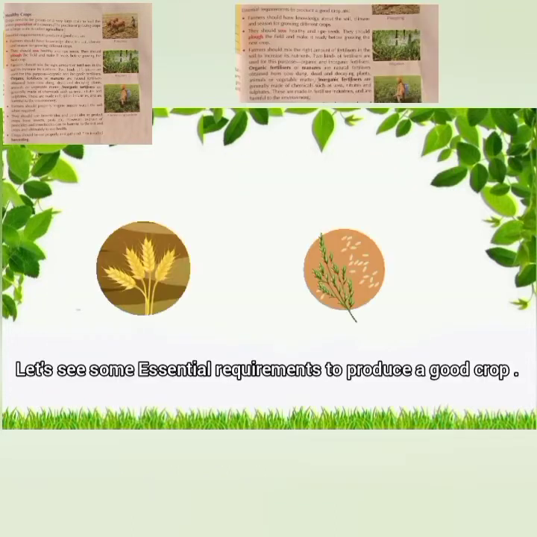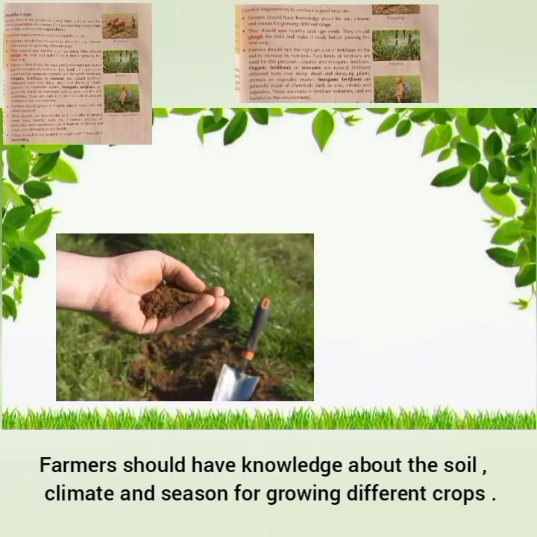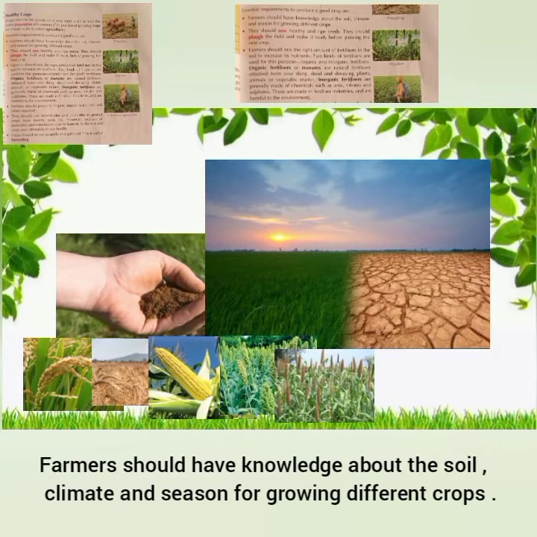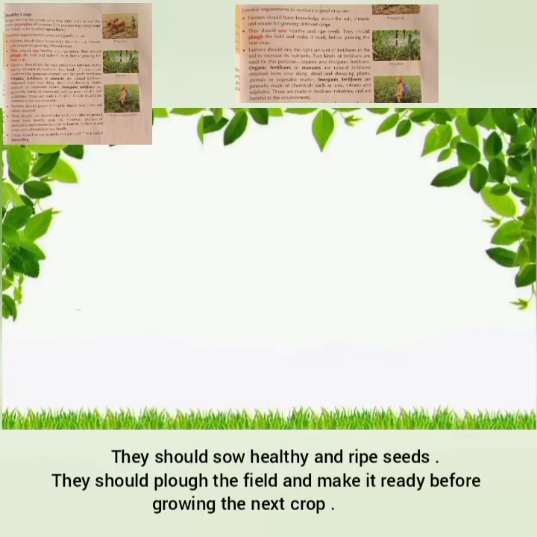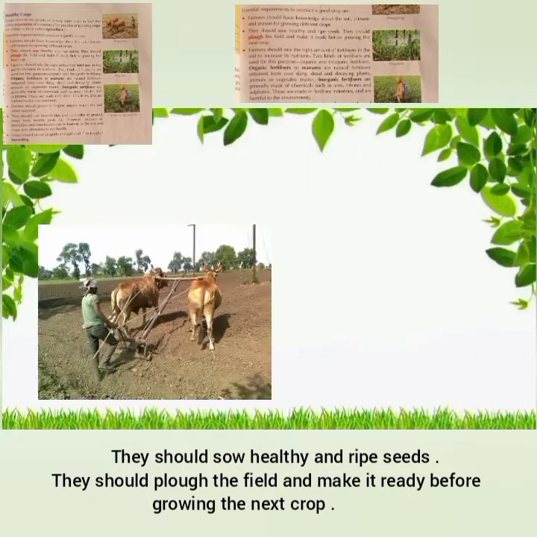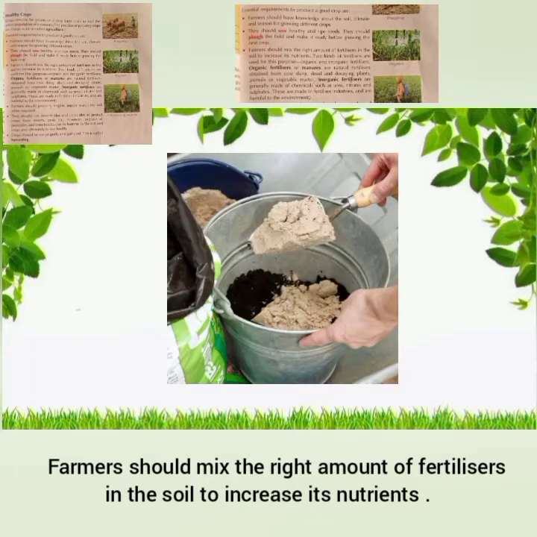Let's see some essential requirements to produce a good crop. Farmers should have knowledge about the soil, climate and season for growing different crops. They should sow healthy and rich seeds. They should plough the field and make it ready before growing the next crop. Farmers should mix the right amount of fertilizers in the soil to increase its nutrients.